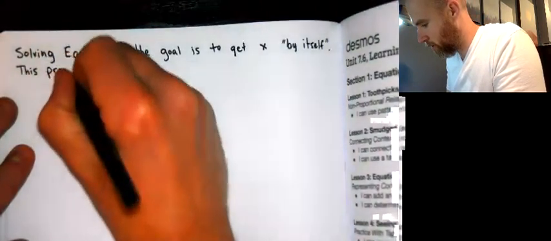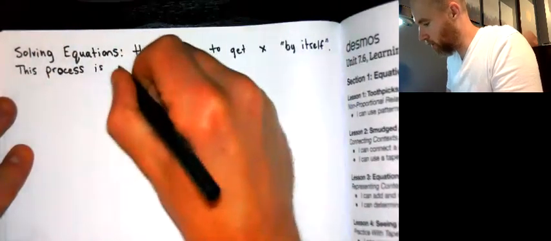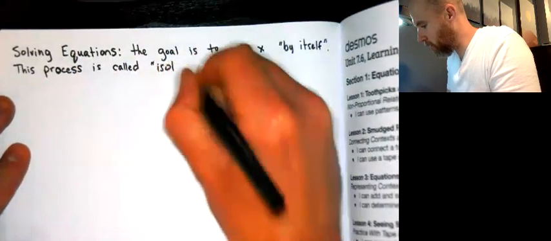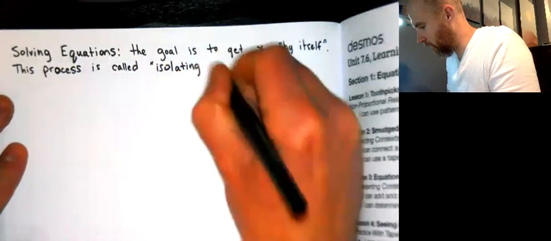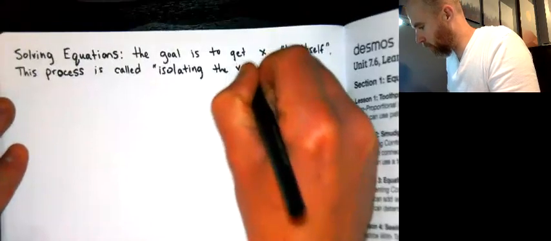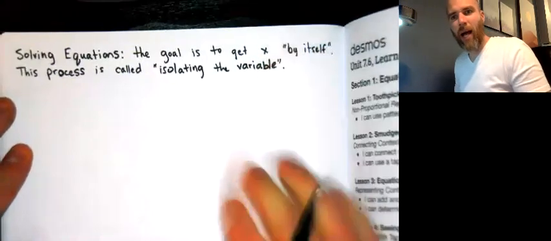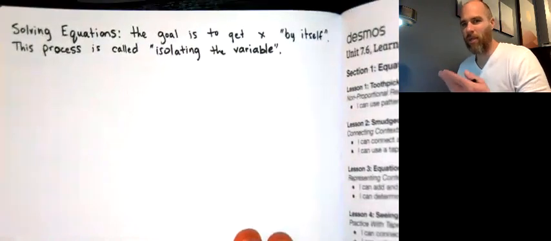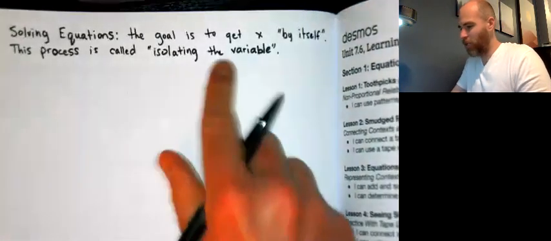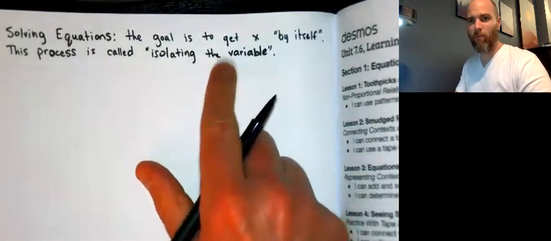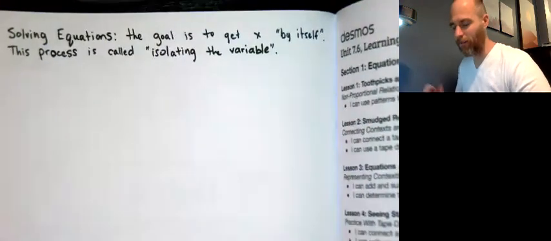This process is called isolating the variable. To isolate something means to get it by itself. So this literally says the same thing as the previous line, but this is the mathematical term for it. This is what I'll be saying in class: isolate the variable.